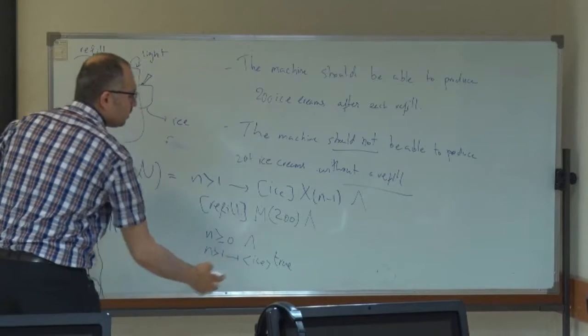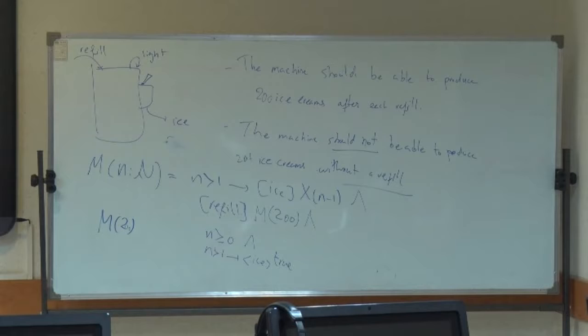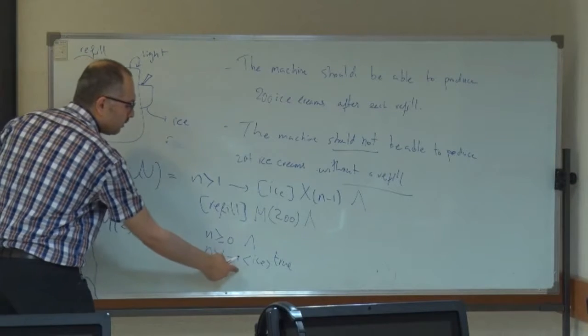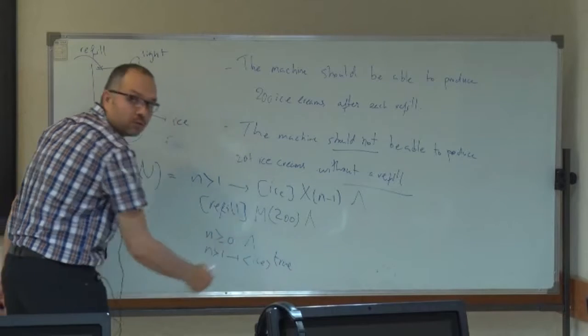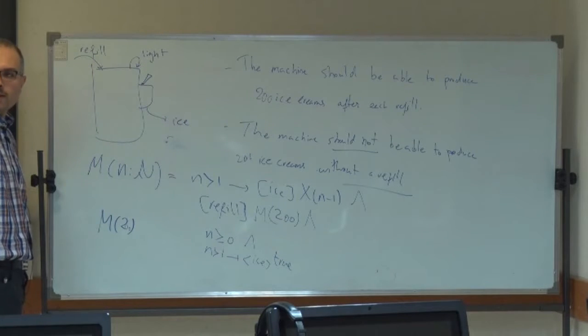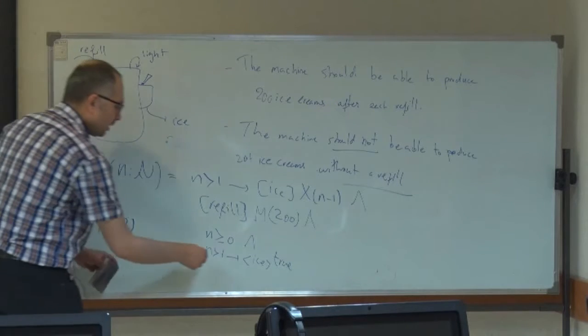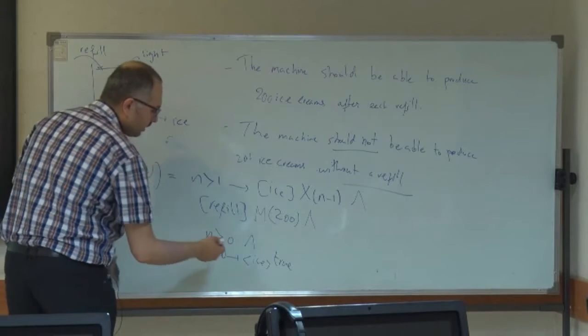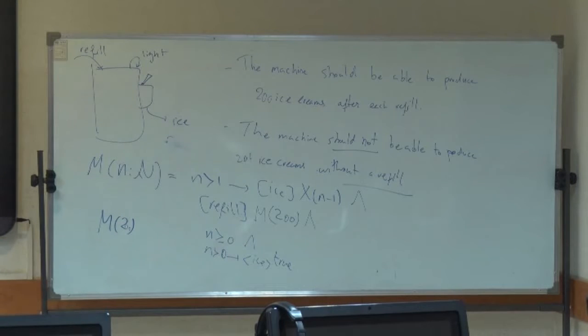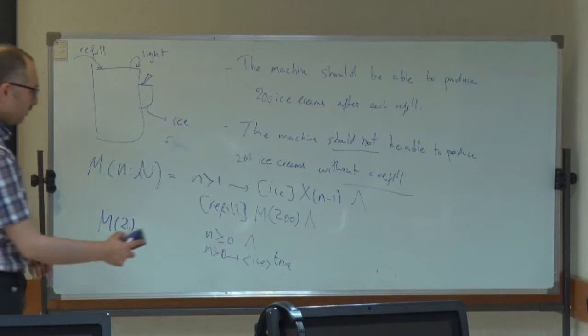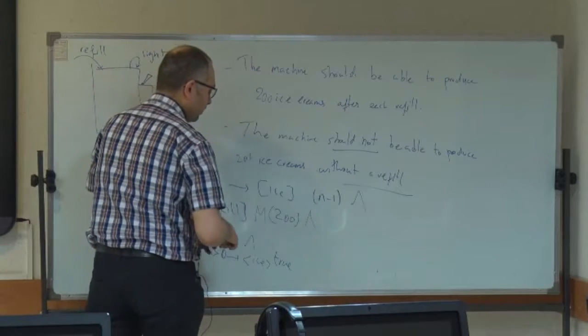Or if you want to strengthen this, you can say you should be able to do an ice cream and nothing else if you want. I wrote here, n is greater than 1, then diamond ice cream true. Greater than 0, yes, you're right, perfect. Yeah, greater than or equal to 0, or greater than or equal to 1, or greater than 0. So this way, using these parameterized formulae, I wrote x here, I meant m.